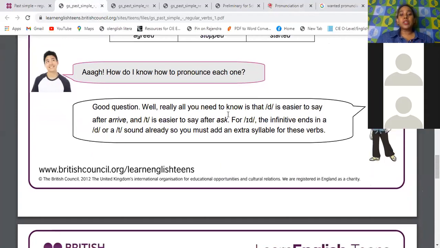Good question. Well, really all you need to know is that it is easier to say after arrive, and it is easier to say after ask. For id, the infinitive ends in a d or t sound already, so you must add an extra syllable for these verbs.